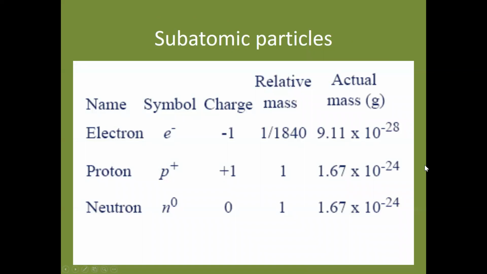Now the subatomic particles: the proton, neutron, and electron. Protons and neutrons have about the same mass. The neutron is slightly heavier, but it's not that big a deal. The difference is the protons are positive and the neutrons are neutral. The electron is a lot smaller, almost 2,000 times smaller than the proton and neutron.